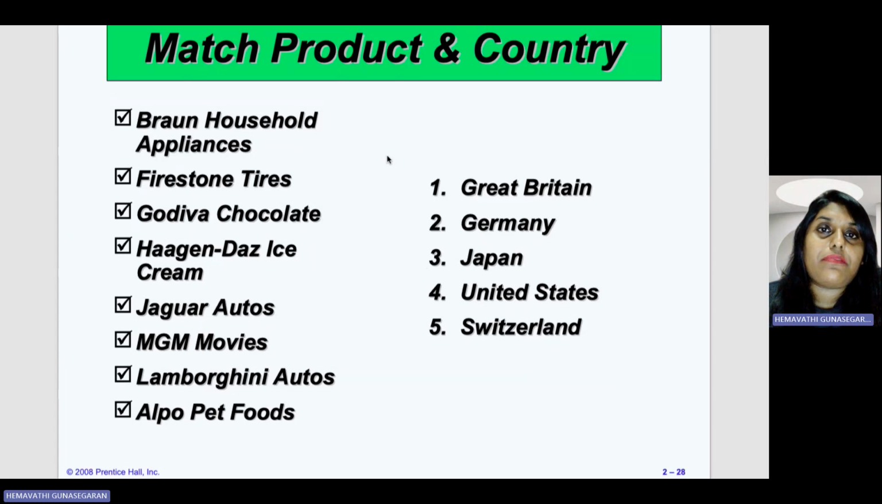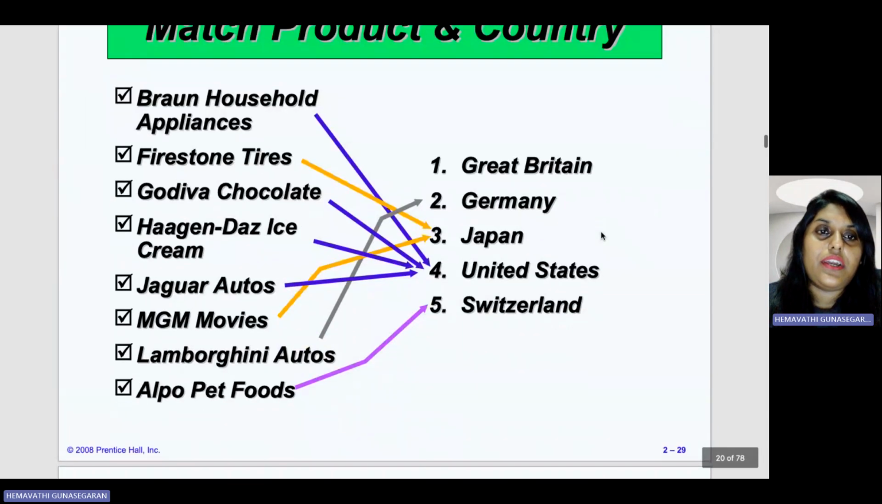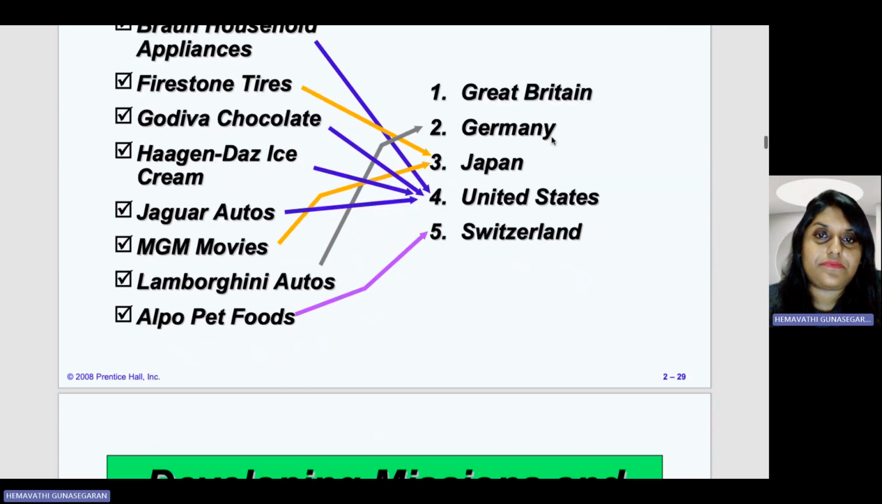Okay, and then we have products to match with the country. Similarly, right? These are the countries and the products that they are associated with. These are the home countries of the products.